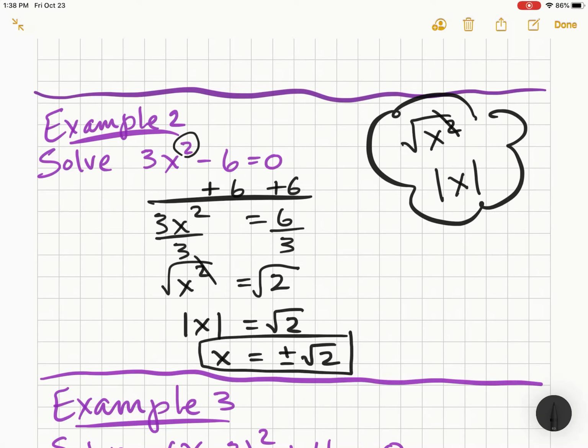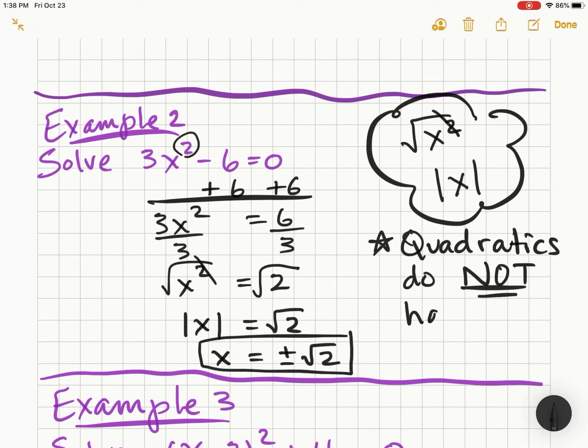The great news is that quadratics don't have extraneous solutions, okay? And when I say quadratics, those are functions where the highest exponent is 2. Quadratics do not have extraneous solutions. So as long as we do the work correctly, we don't have to check it. So that's great news right there.